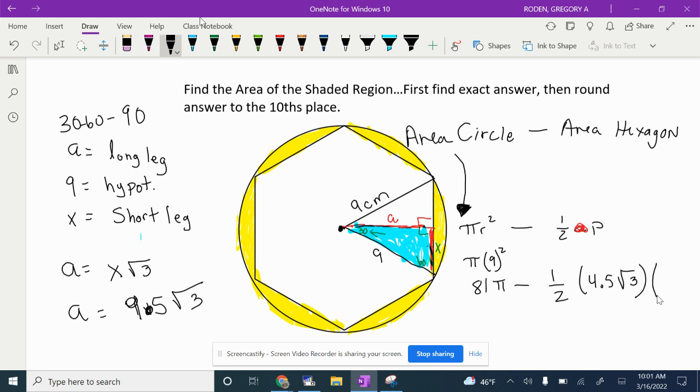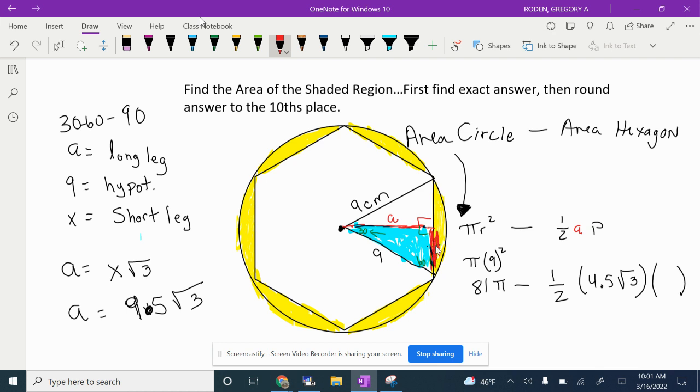Now, the last thing we need to do is find p. You guys see that? How would we find p? Multiply 4.5 times 12. Why would we do that, Sam? I like your thinking there. Because there are 6 sides, and we just found half of one side, so if we multiply it by 12, we get all of those.